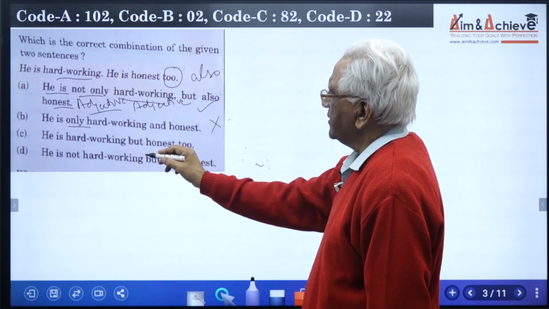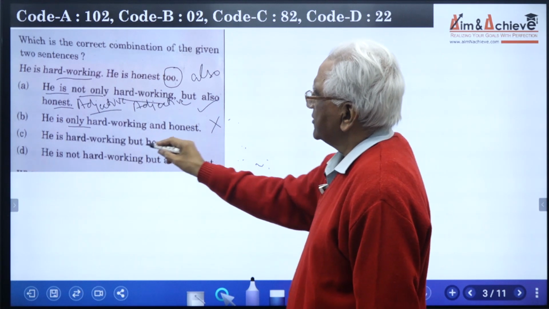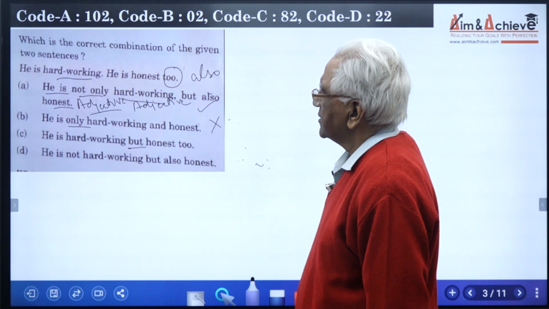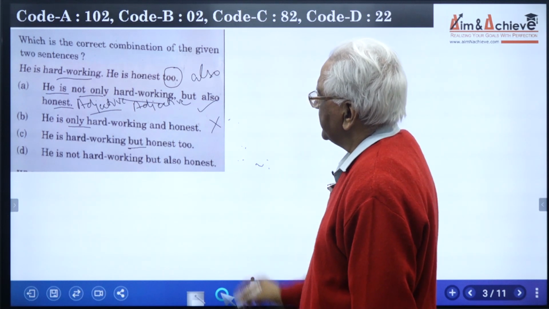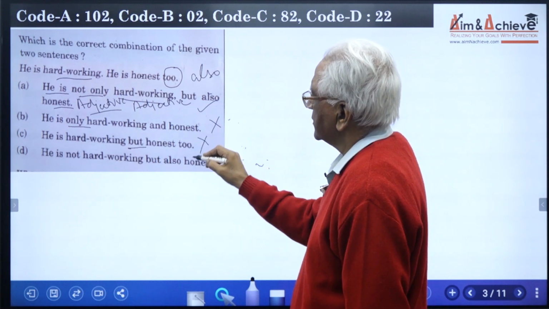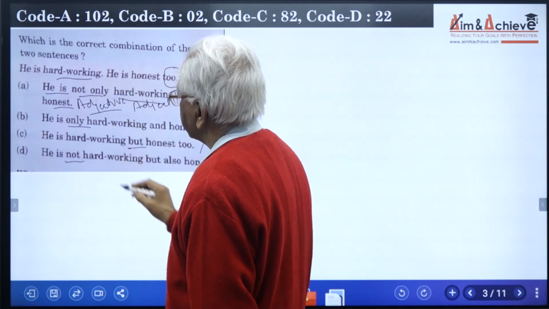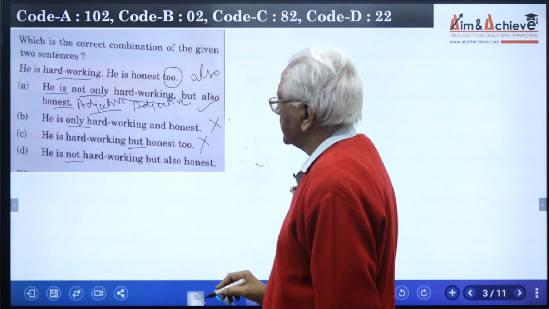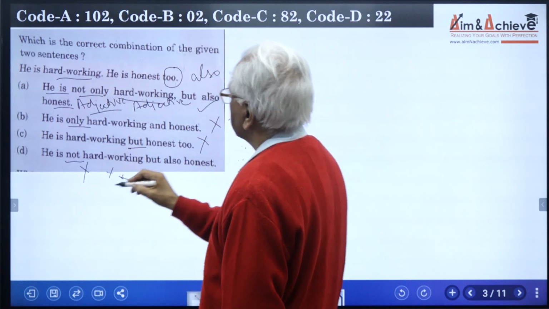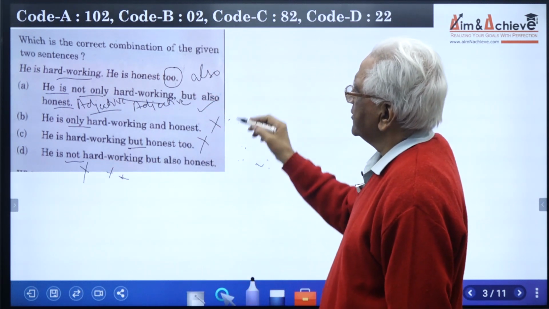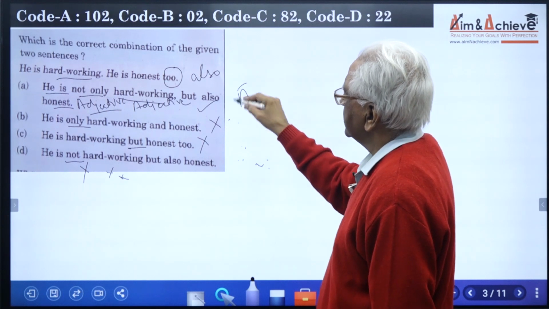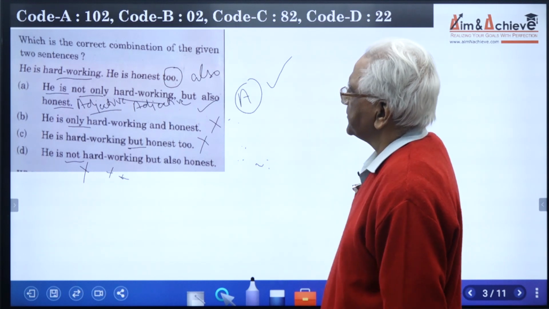He is hardworking but honest too. But shows that there is a contrast. That is not the case here. That means this is also wrong. He is not hardworking. The original sentence says that he is hardworking, but here it says he is not hardworking. So this sentence is also wrong. So as already explained earlier, option A is the best choice and it is the correct answer.